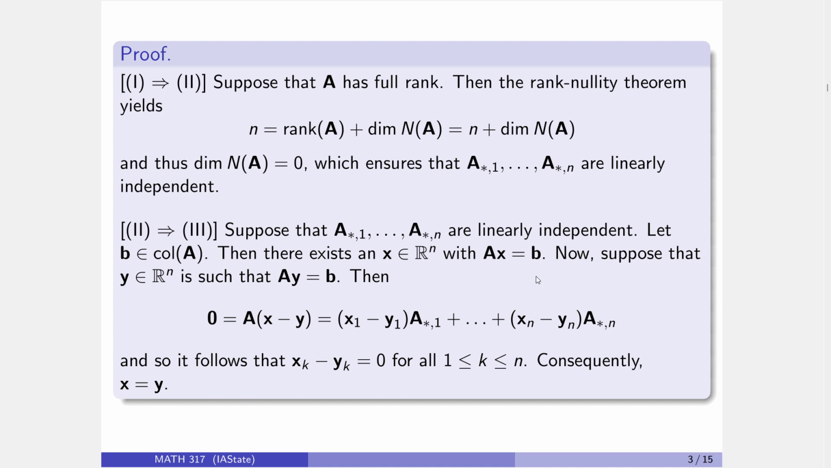Full rank gets me the columns are linearly independent, which gets me that AX equals B has unique solutions, so long as B is out of the column space.